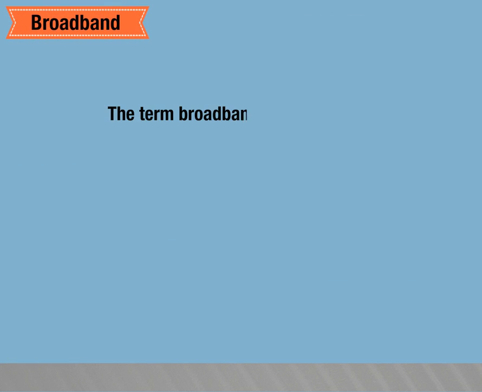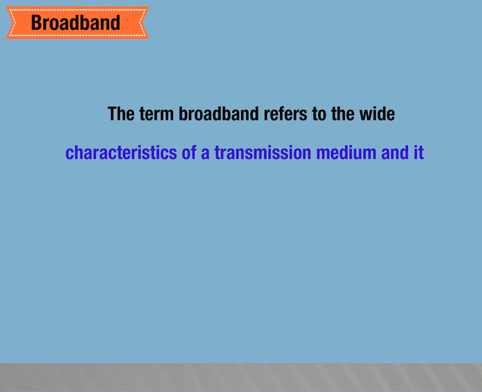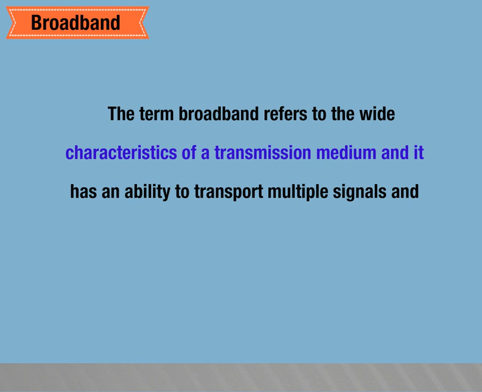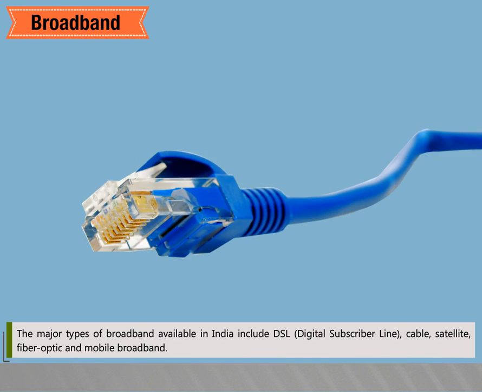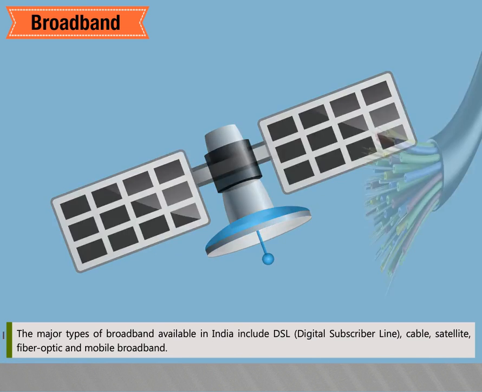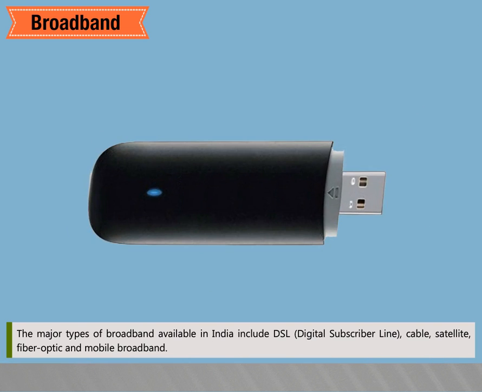Broadband. The term broadband refers to the wide characteristics of a transmission medium, and it has an ability to transport multiple signals and traffic simultaneously. The major types of broadband available in India include DSL, digital subscriber line, cable, satellite, fiber optic and mobile broadband.